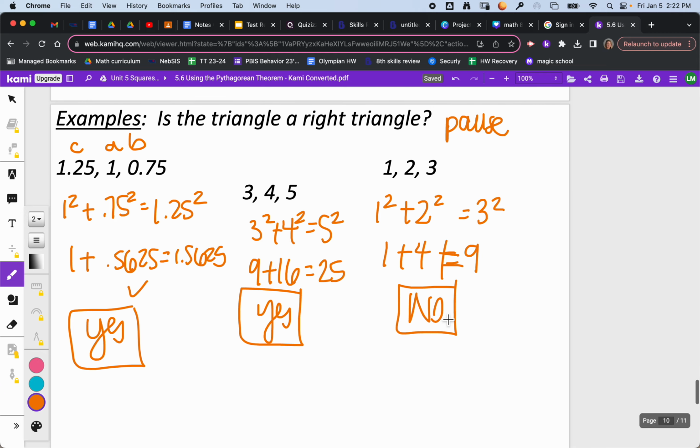That is going to conclude our video on using the Pythagorean theorem to see if we're making some right triangles and normal triangles.